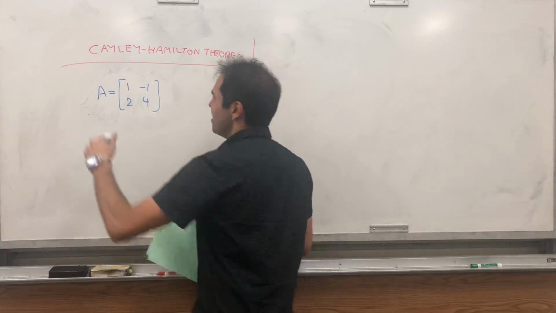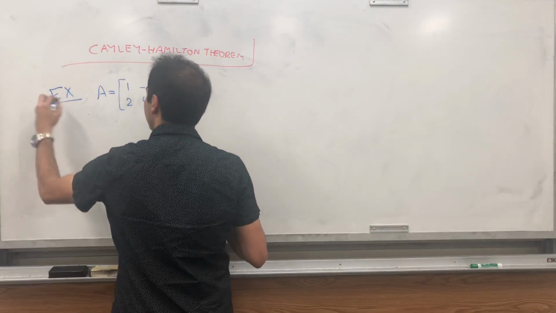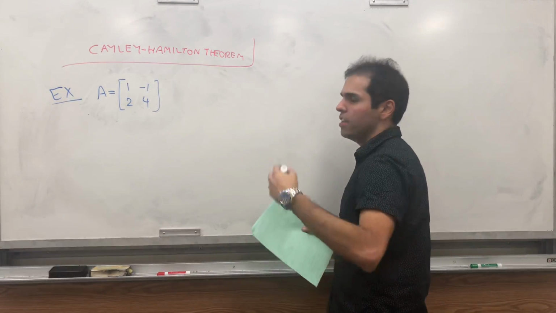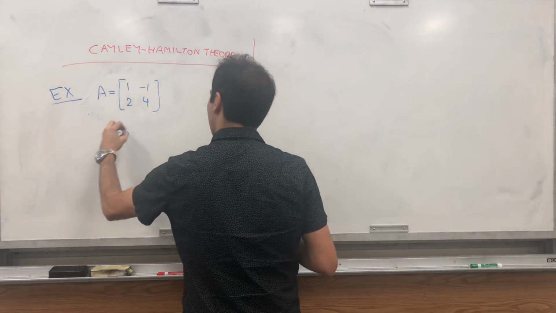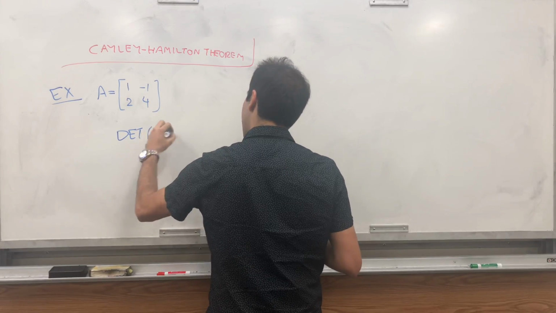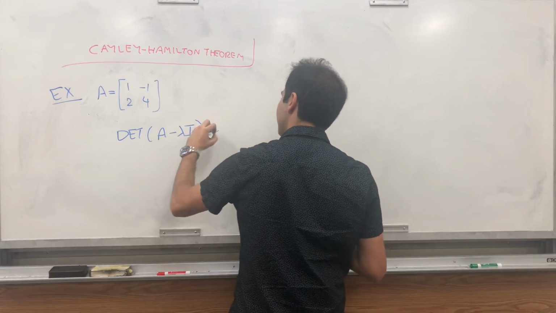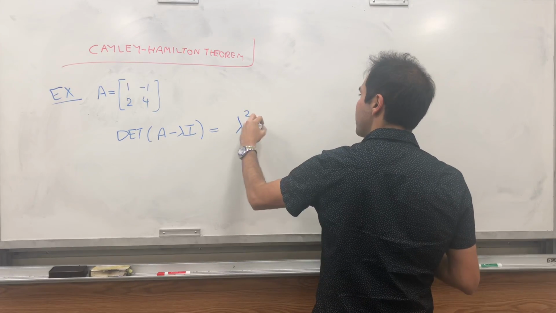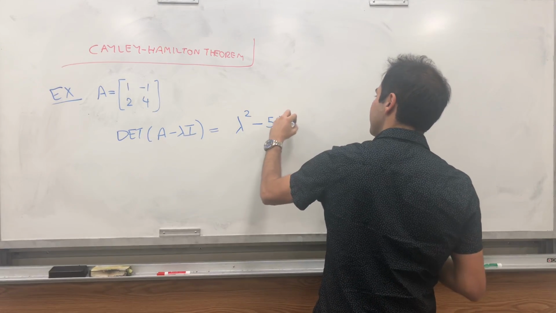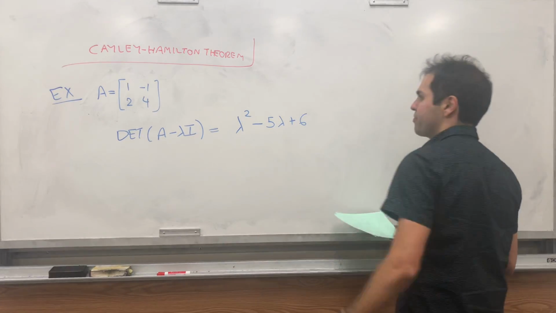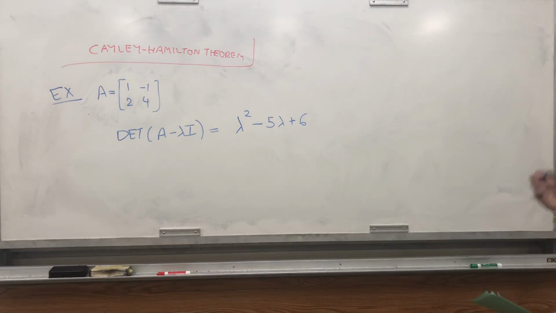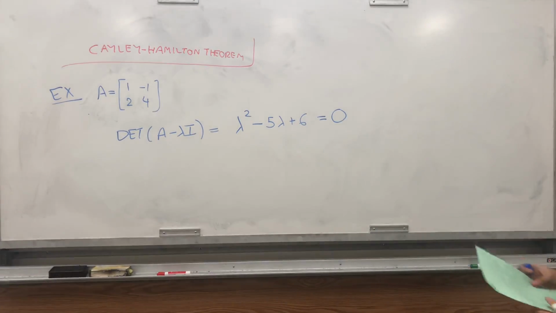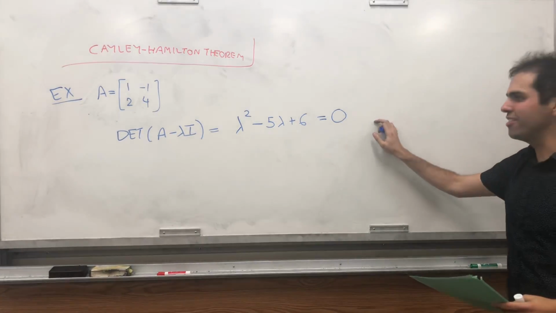What does that say? Just for an example, consider the matrix [1, -1; 2, 4]. Then its characteristic polynomial, let's write it like this, the determinant of A minus lambda I. If you calculate it, it would be lambda squared minus 5 lambda plus 6. And particularly the eigenvalues are 2 and 3. To find the eigenvalues, you set that equal to 0. But this is not the point of today.